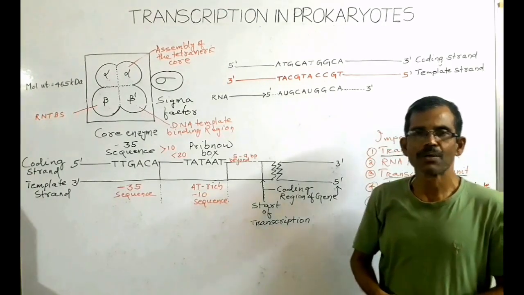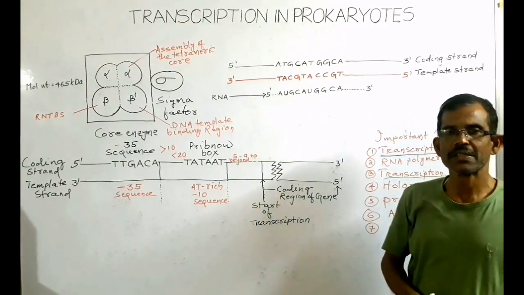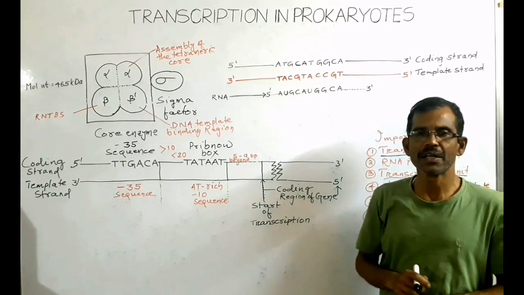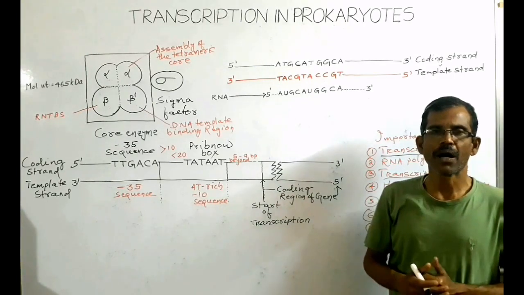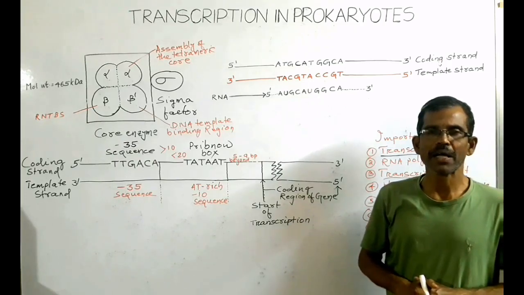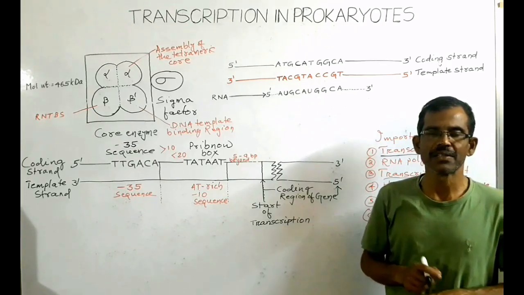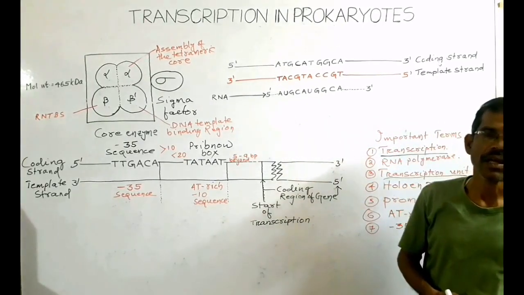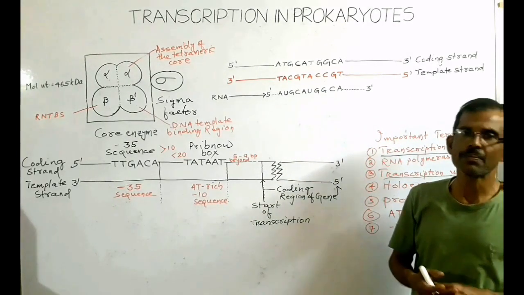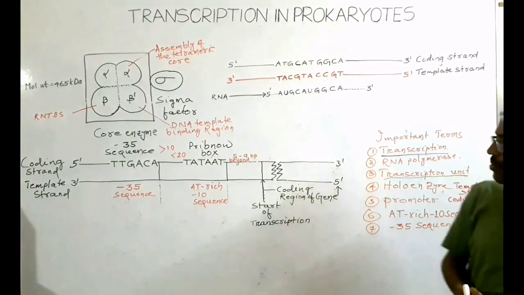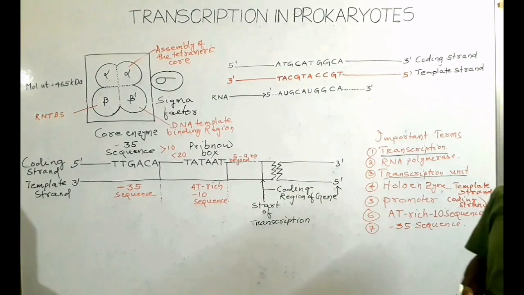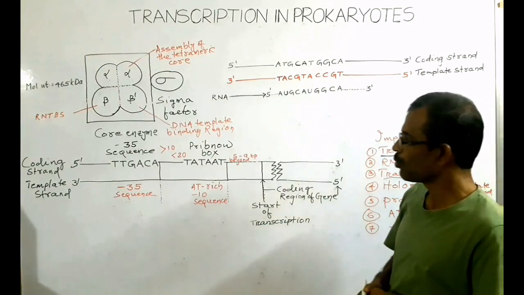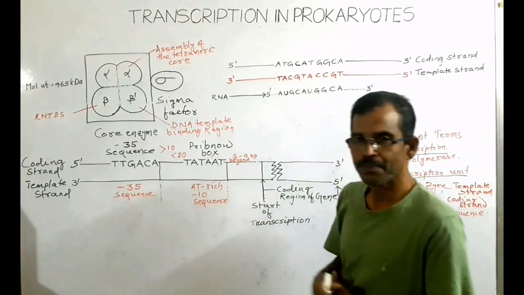For the process of transcription, the enzyme RNA polymerase must bind to the DNA. The enzyme RNA polymerase binds at some specific site on the DNA. That specific region at which the enzyme RNA polymerase binds is known as the promoter sequence. In E. coli, the promoter contains 2 conserved sequences.